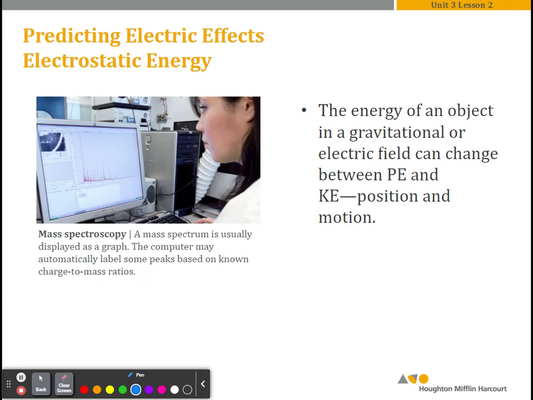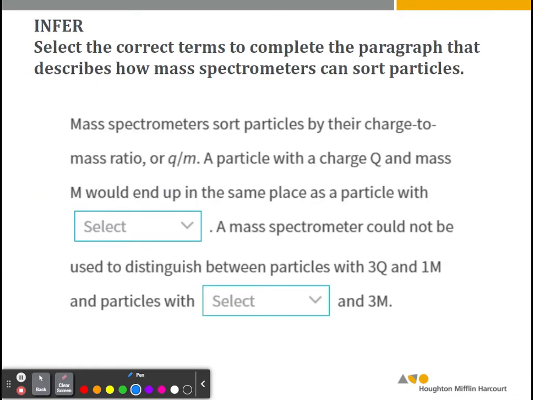And here we see an example you'll have to read about in your book about mass spectrometry. It's an object that can be used to determine the charge to mass ratios of very small particles. So the energy of the object in the gravitational or electric field can change between potential energy and kinetic energy, therefore changing that ratio. Potential energy should be associated with position. Kinetic energy is associated with motion.